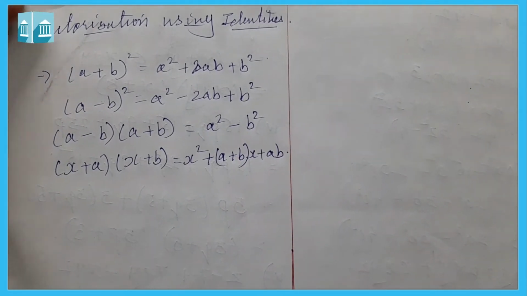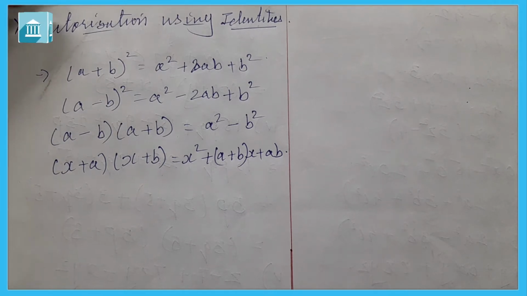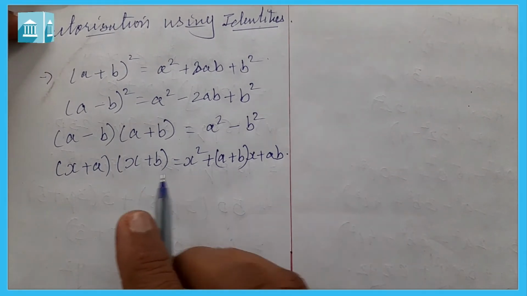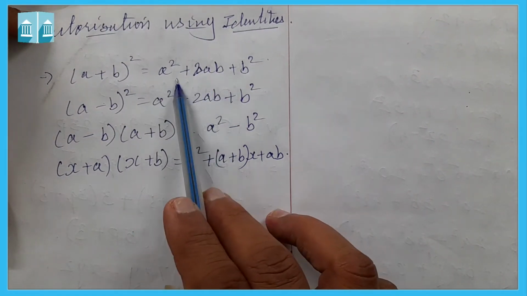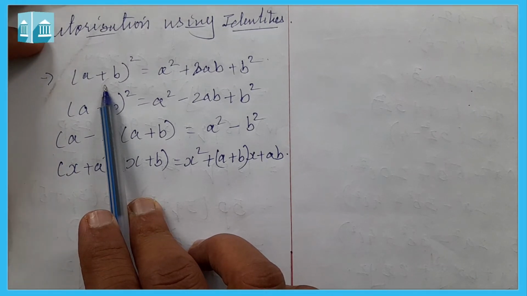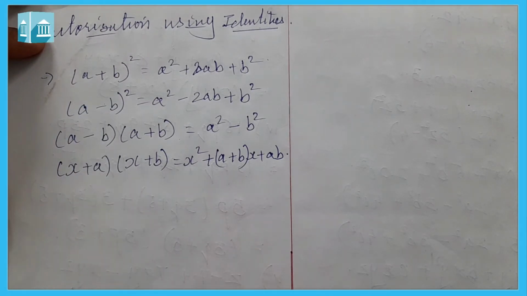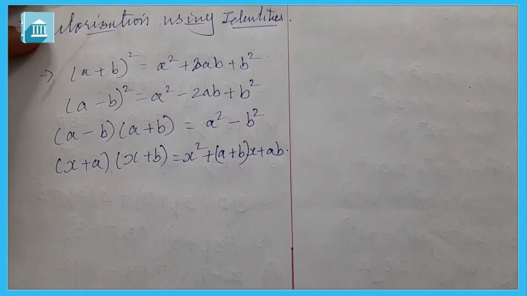So these are the four identities we had already learned in the previous chapter, that is in chapter 9. Now this identity we have to use and we have to do the factorization. Means if the expression is in this form, we can do it. Okay, let us understand it by doing some examples.